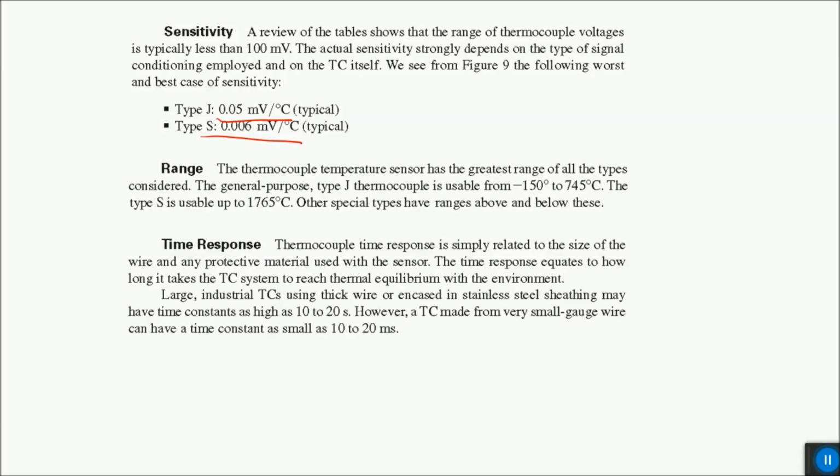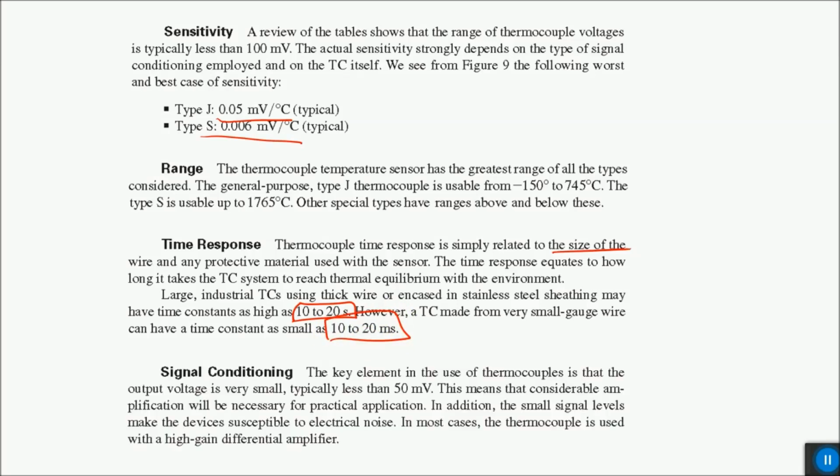The range has already been discussed. The response time for these thermocouples that are being used in industry depends upon their relative size. So if the size is small, the response time is faster, and vice versa. So in industry, usually the response time is 10 to 20 seconds. That is the time to achieve equilibrium with your environment. But there are thermocouples that have a response time of 10 to 20 milliseconds, but they are rare.